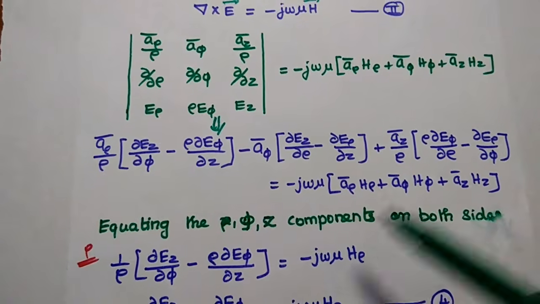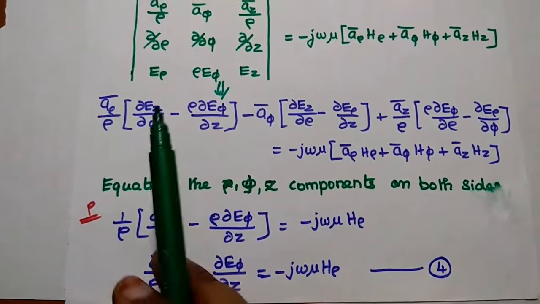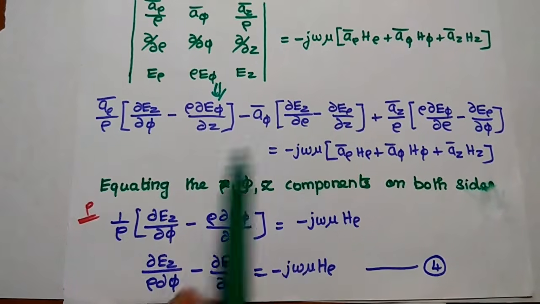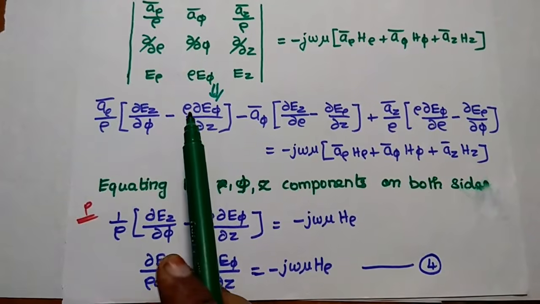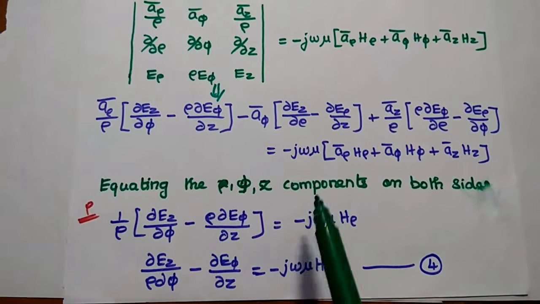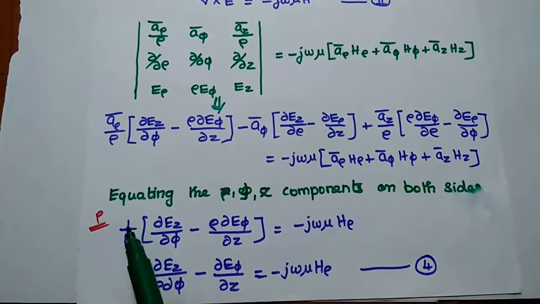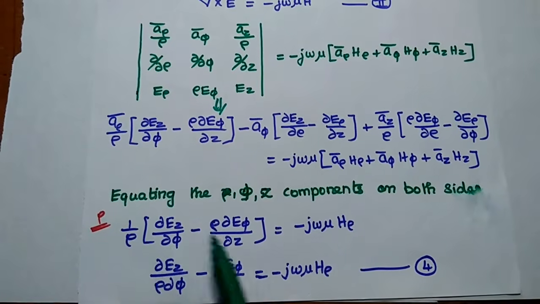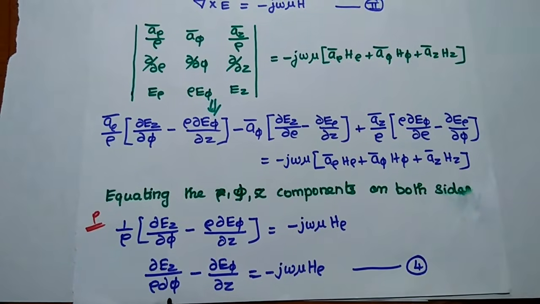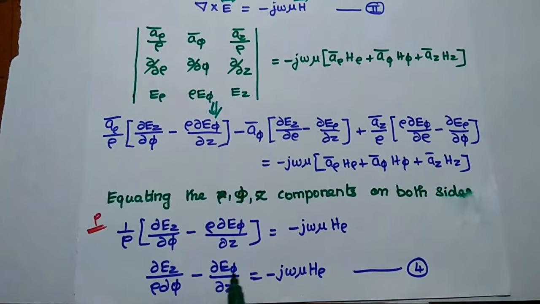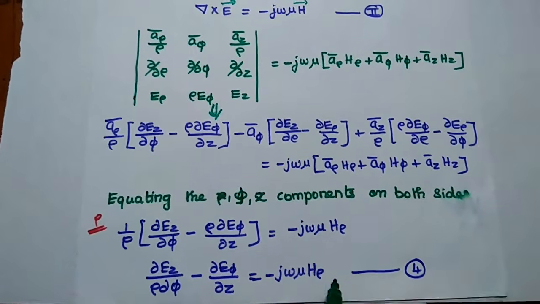So next we are going to equate the rho, phi and z components on both the sides. First we can take the rho component. Here it is 1 by rho dou Ez by dou phi minus rho dou E phi by dou z is equal to, with this sign, minus j omega mu H rho. Then we can multiply this 1 by rho inside this bracket. We get dou Ez by rho dou phi minus dou E phi by dou z is equal to minus j omega mu H rho.